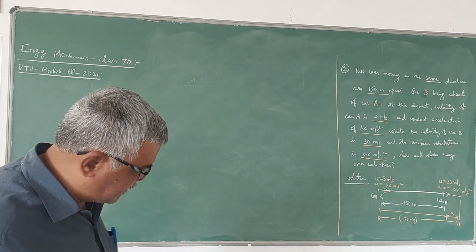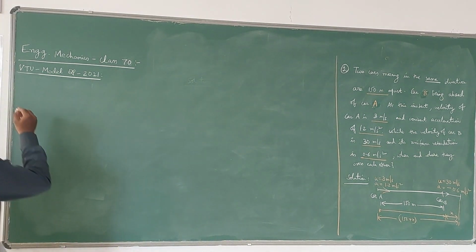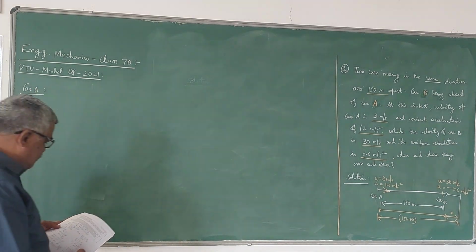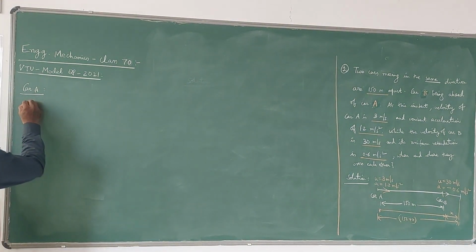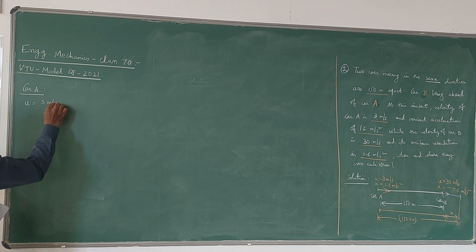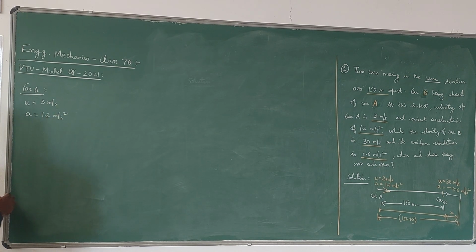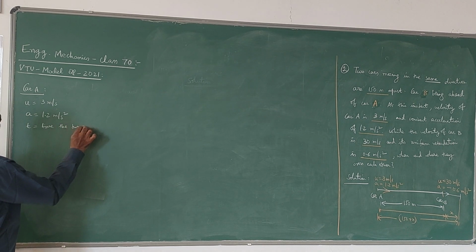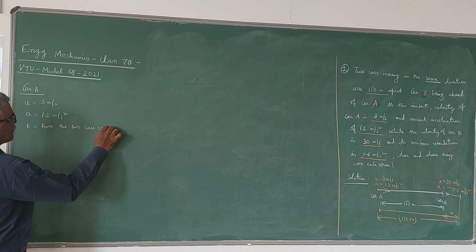Now we can take the motion of the two cars separately. Let me take car A, the linear motion equation of car A. If you write down the data for car A, u is 3 meter per second, acceleration is 1.2 meter per second square. Let us take t as the time at which the two cars cross each other.